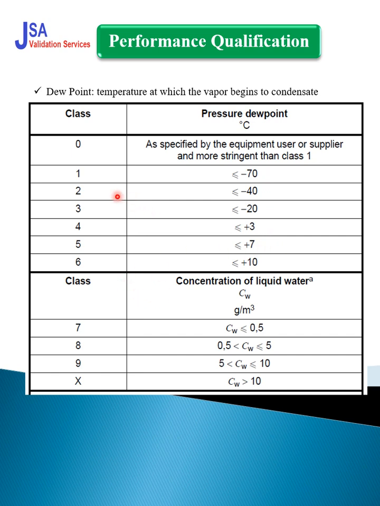So what are our requirements? Suppose we require class 2 air, so the dew point should not be higher than minus 40, meaning it should not be minus 39, it can be minus 40, minus 41, minus 50. Okay, then concentration of liquid, if it is going for class 7, 8, 9, then we have to verify the concentration of liquid, like 0.5 gram per meter cube, or 500 mg or more than 500 mg. Okay, that is the requirement for the higher classes 7, 8, 9, 10.